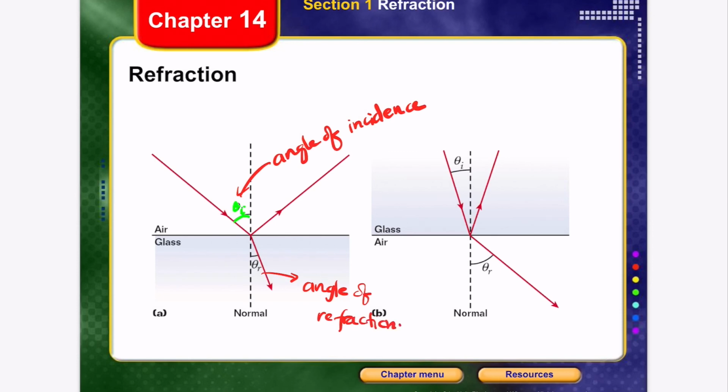Remember that theta R is not always reflection, but here, when we are talking of refraction, it's the angle of refraction. So when the light wave goes from air into glass, theta I is generally greater than theta R. But when the light wave goes from glass to air, theta I is less than theta R. So that's the difference between the two of them.